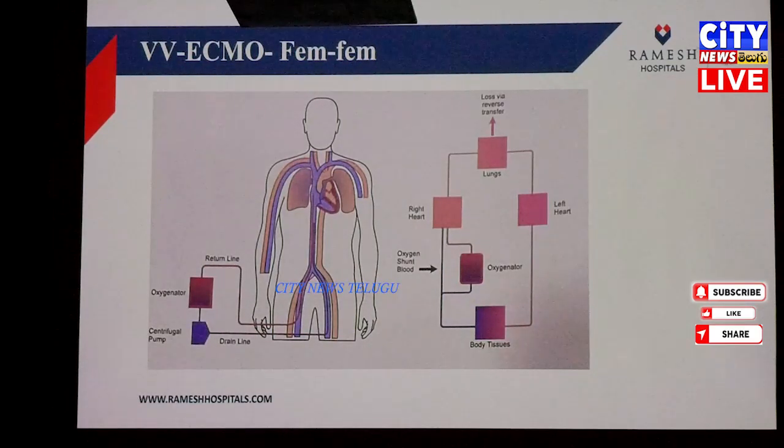You are giving great flow to the RA, so it will work as if there is RV volume overload. All that blood will go into the lungs, and instead of your oxygenation improving, the patient will go into frank pulmonary edema and worsen. Okay, so for VV ECMO, the golden rule is to always do an echo and document that the heart is functioning normally.